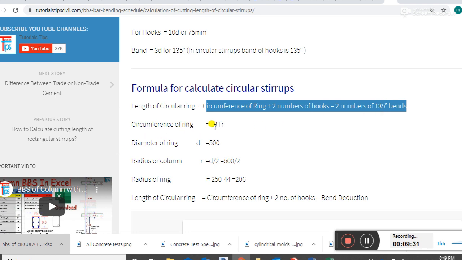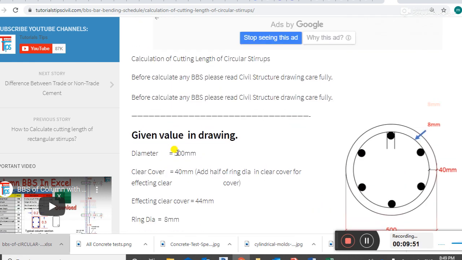The circumference of a ring is 2 pi r because it is a circular shape. Pi is 3.14, r is the radius, and 2 is the constant. The diameter of the ring, D, is 500. This is given here, guys: 500 millimeter.